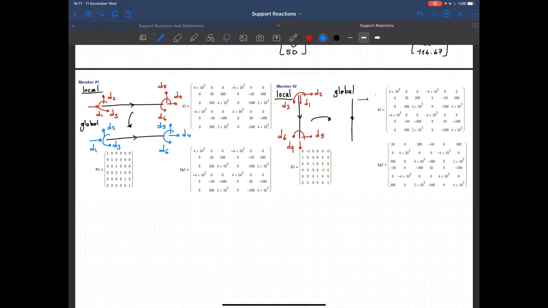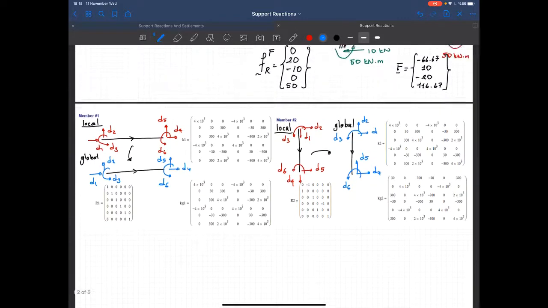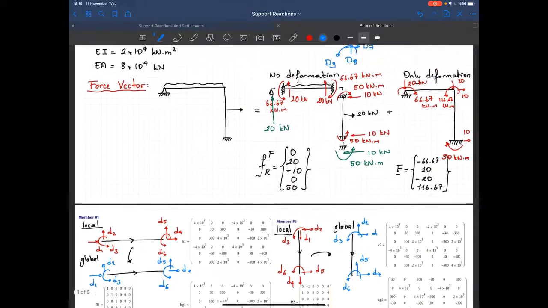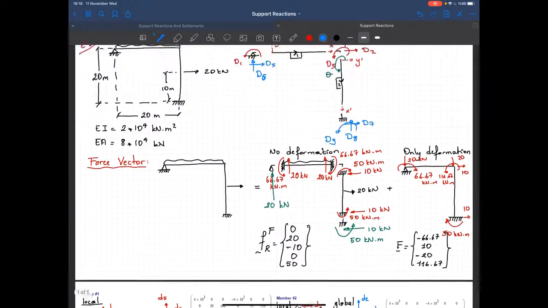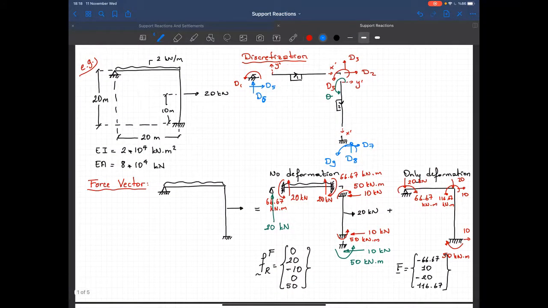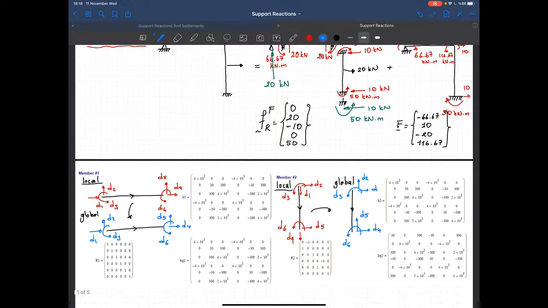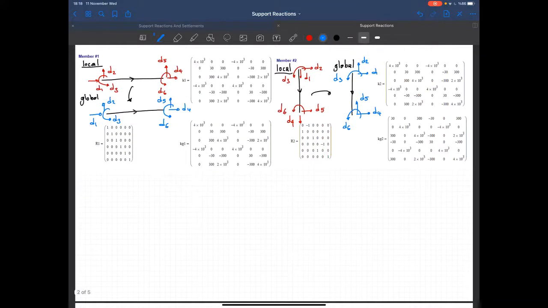D1 is in global X, D2 is global Y, D3, D4 is global X, D5 is global Y, and that's D6. So all I need to do is to compare this one with my global degrees of freedom. So let me do this so that we can do mapping together.